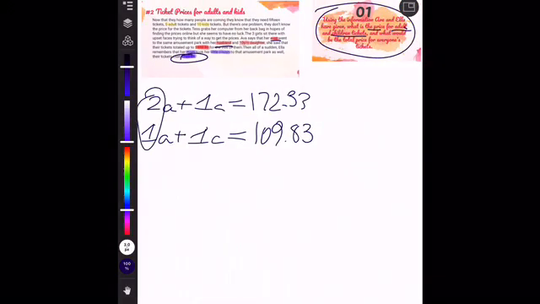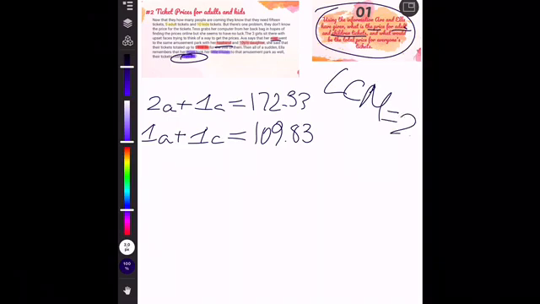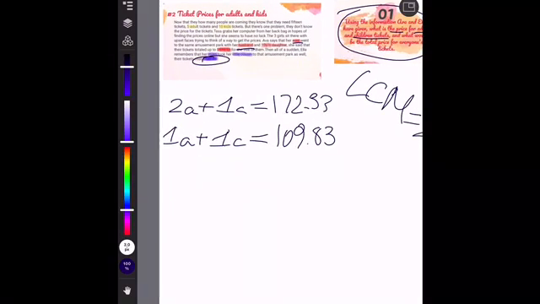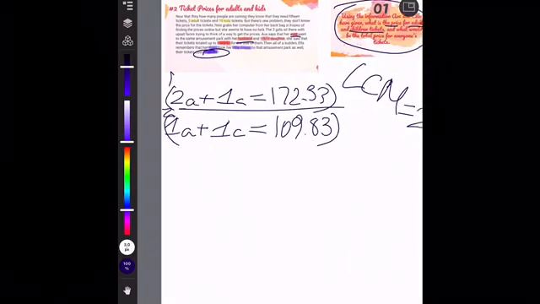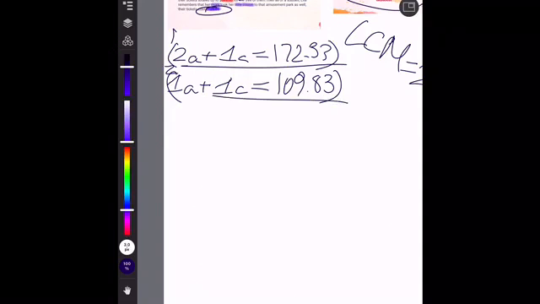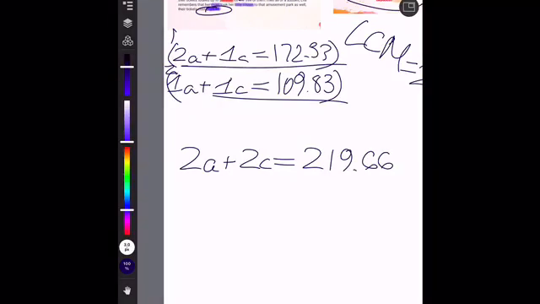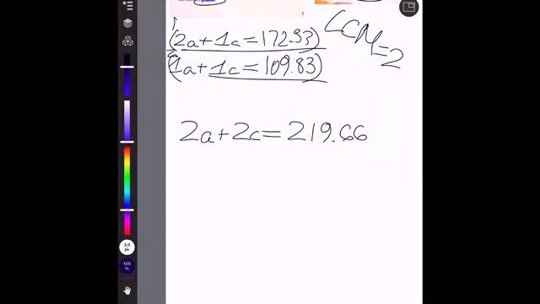Okay, so now we're going to take these two numbers and find the lowest common multiple of those two numbers, which is 2. Okay, so that means we need to multiply this entire equation by 1 and this entire equation by 2. So this one just stays the same, but for this one, basically I have to double. So 2 times 1 is 2, so 2a plus 2c equals 219.66. And then we can write that equation down.